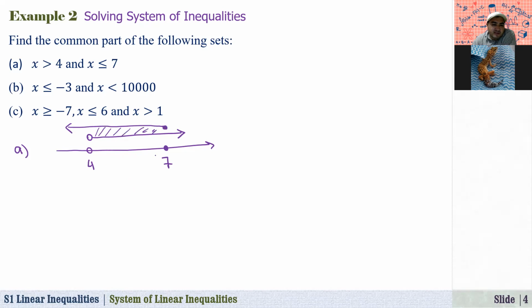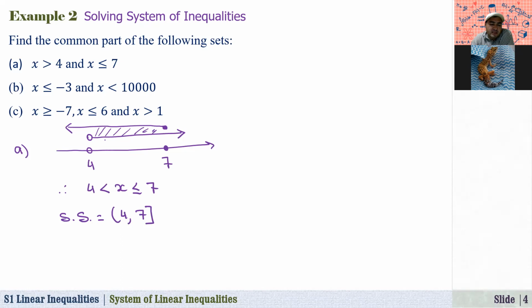Those numbers between 4 and 7, those numbers are greater than 4 and less than or equal to 7. So I can just write here, therefore, the solution, the common part is 4 is less than x less than or equal to 7. Okay, so in set form, we can just write it. Solution set is from 4 to 7 inclusive.